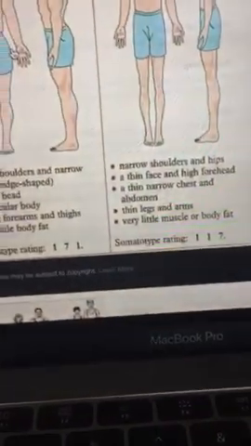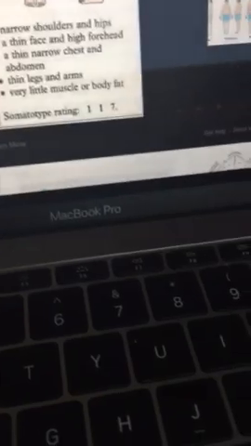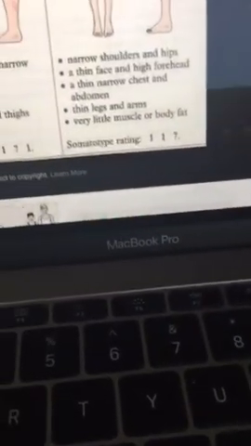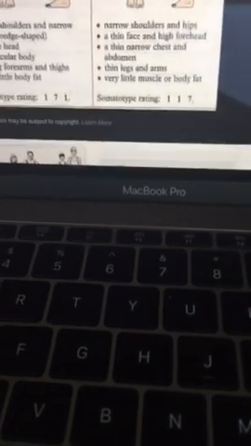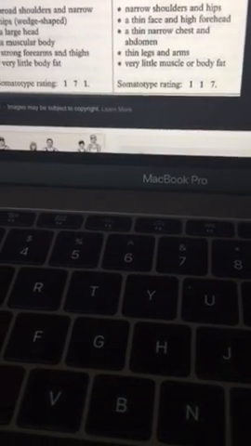Just to give a description of each, we have the endomorph. The endomorph is going to be a person with wider hips, narrower shoulders. Typically, these people are going to have a lot of fat on the body, and that fat is mainly going to be found in the upper arms and thighs. And they also typically have slimmer wrists and ankles.